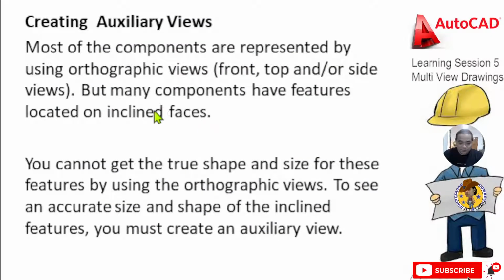Creating auxiliary views. Most of the components are represented by using orthographic views: front, top, or side views. But many components have features located on inclined faces. You cannot get the true shape and size for these features by using the orthographic views. To see an accurate size and shape of the inclined features, you must create an auxiliary view.